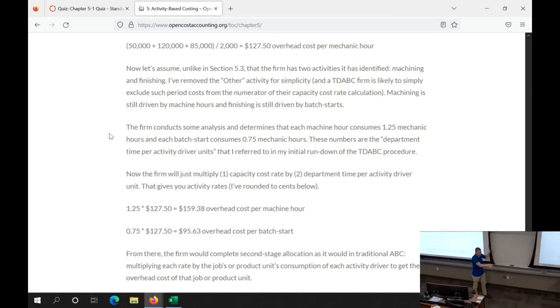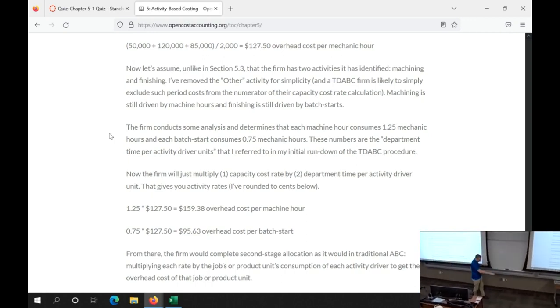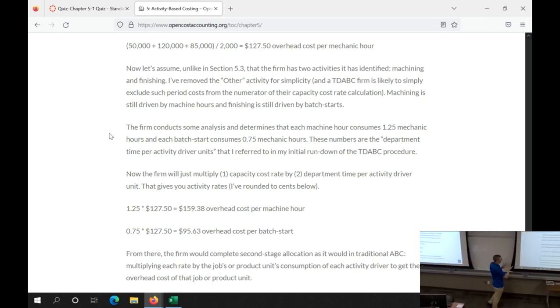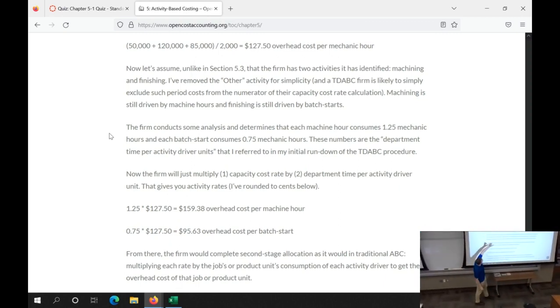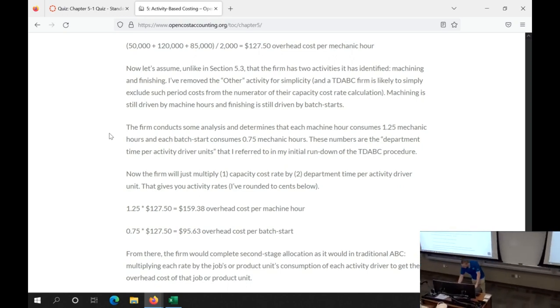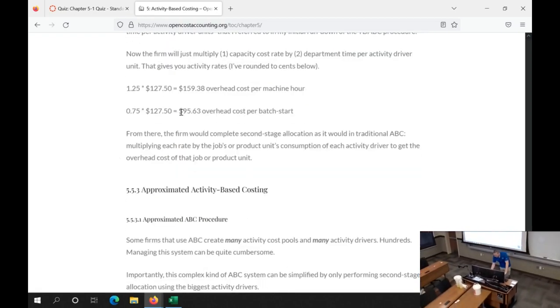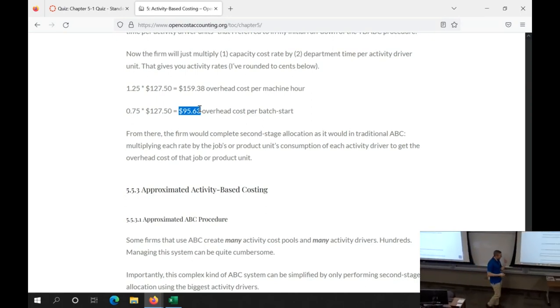So instead of doing a percentage weight table and then figuring out activity cost pool and then dividing that by the activity driver we're expecting, we funneled everything through, metered it, I think is the word I used, on the constrained time that we're dealing with, hence time driven. Same thing here. 0.75 hours of constrained time times $127.50 of constrained time means that each batch start is $95.63 of overhead cost. That's our rate per batch start. And then everything else is the same. Now we have activity rates, and we would do the second stage application the same way as traditional ABC.